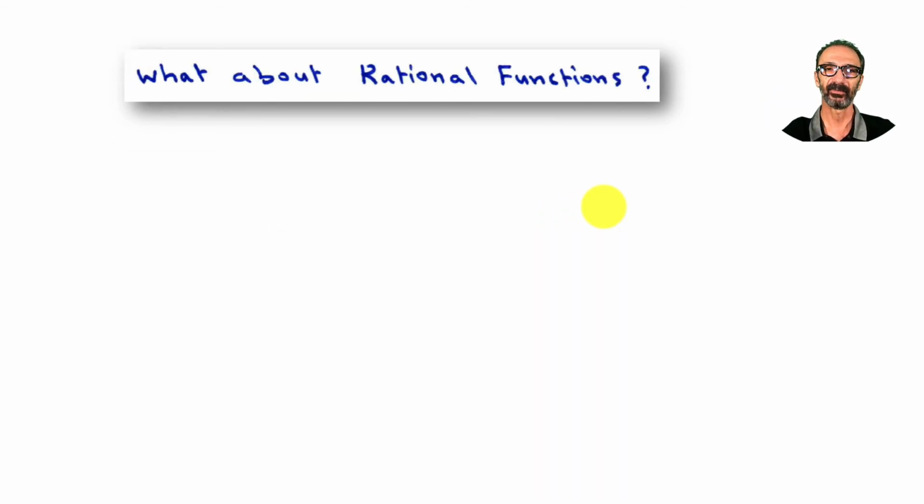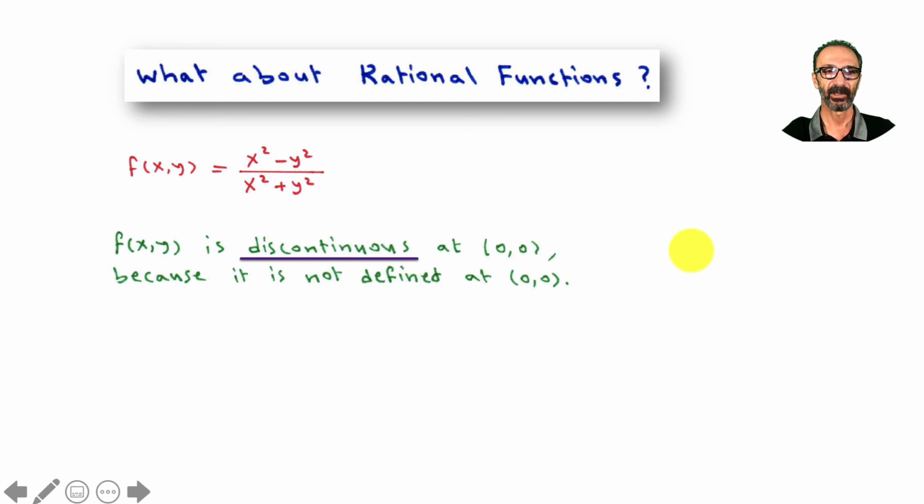What about rational functions? You know it. You had enough math background. This is a rational function. f of x, y is discontinuous at 0, 0. Why is that? Because the denominator is not defined at 0, 0.